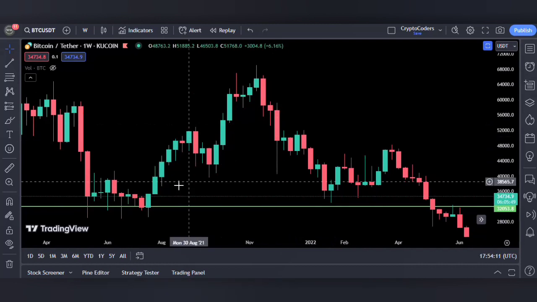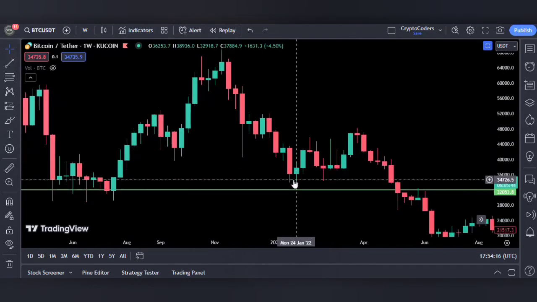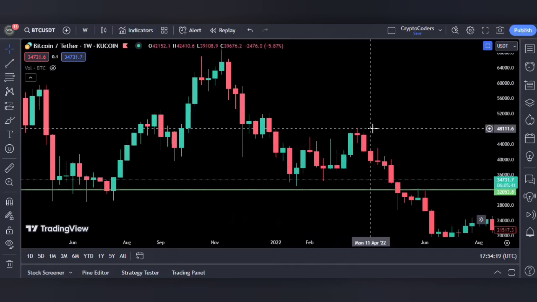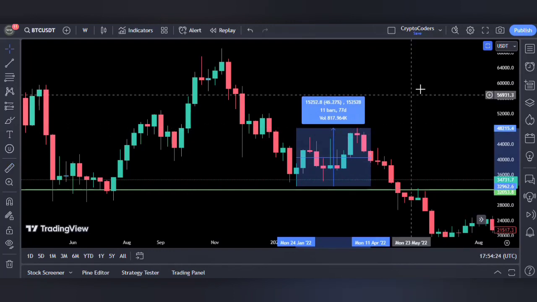Now once again, after this huge bounce, the price retraced again, and from this level again you saw a reaction towards the upside, and this time you could have taken a profit of 46%.